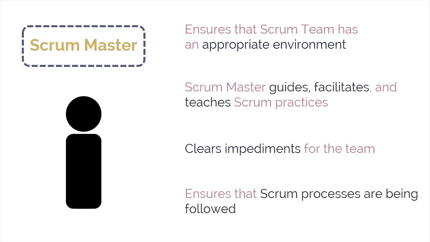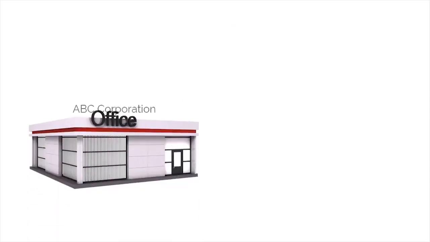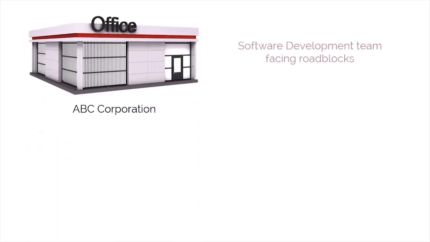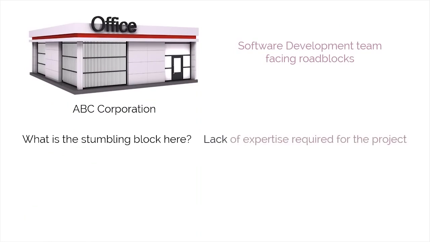To clarify, here's an example. This is ABC Corporation. The software development team at ABC is facing roadblocks lately. Why? Well, it seems that they are unable to live up to the set standards of a project in terms of quality. What is the stumbling block here? Lack of expertise required for the project. It, in turn, leads to delay.